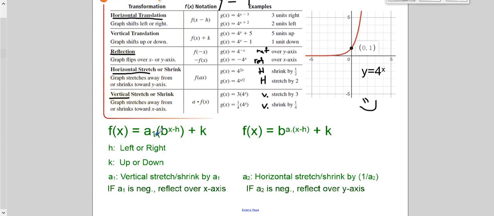That's multiplying. That's a vertical stretch or shrink. If you multiply here, that's a horizontal stretch or shrink. So here it says h is your left or right, k up or down, a1 vertical stretch or shrink. If a1 is negative, it's also a reflection over the x-axis. And then here a2, horizontal stretch or shrink by the reciprocal of whatever this number is. And if that number is negative, then it's a reflection over the y-axis. This is a helpful page to come back to when you're trying to figure out your transformations.